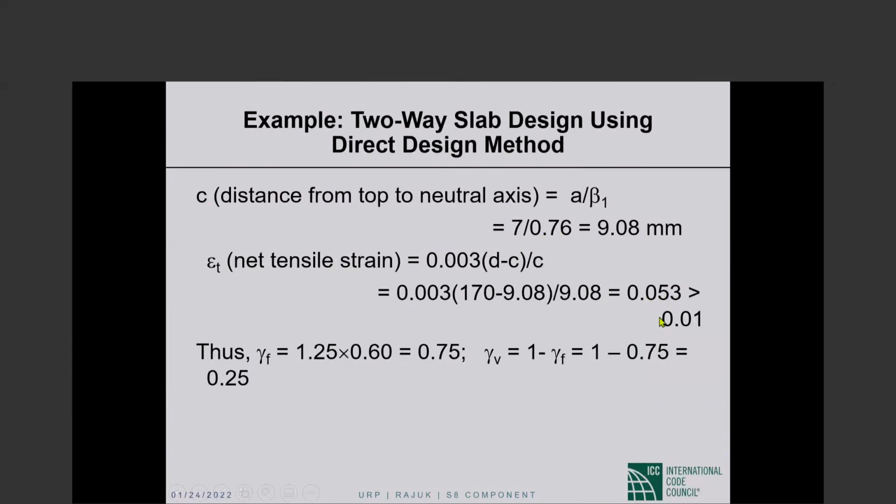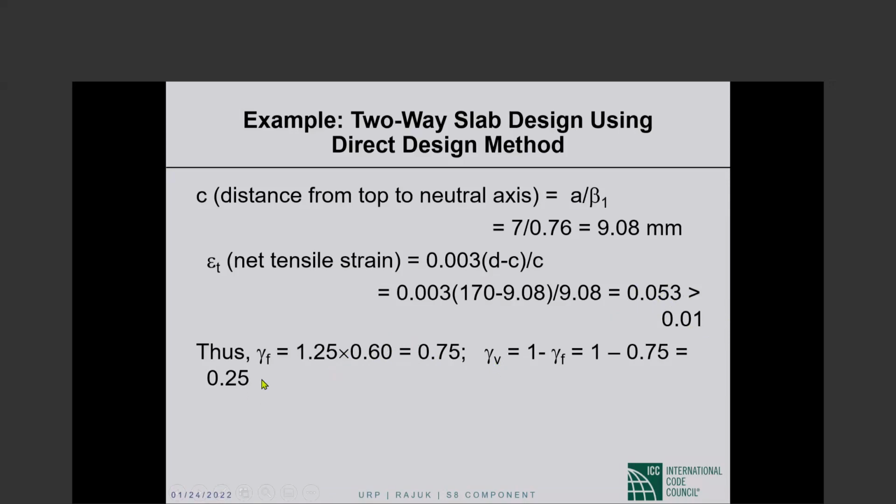And for us to increase gamma sub f to 1.25 times gamma sub f, this net tensile strain has to be larger than 0.01. We made it without any problems. So the 60% of gamma sub f, equal to 0.6, can be increased to gamma sub f of 0.75, and that will decrease the shear portion to 0.5 from 0.35.